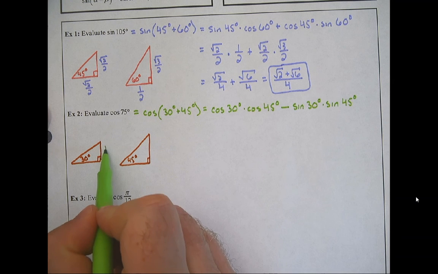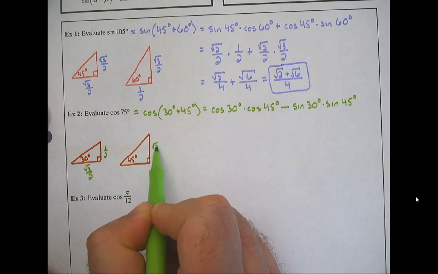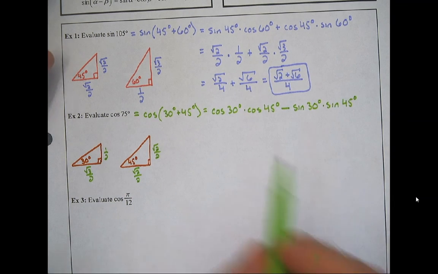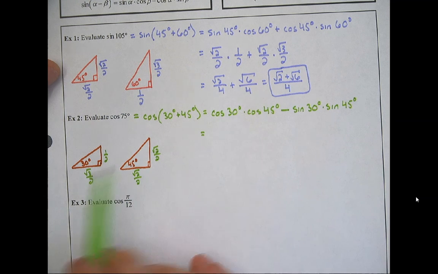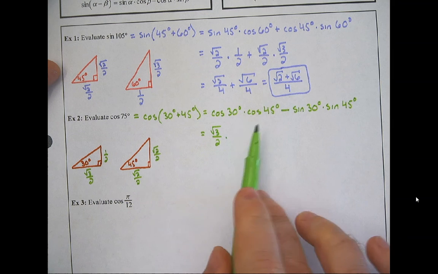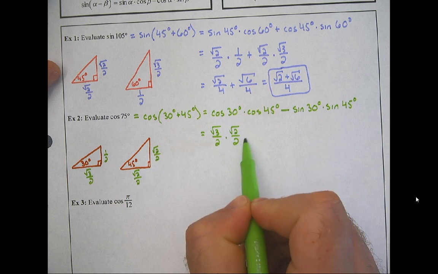30: opposite is 1/2, adjacent is square root 3 over 2. 45: that's mama bear for both of them right in the middle. So now we can start to plug in. Cosine of 30, go to the 30. Cosine is x, so that's square root 3 over 2. Cosine of 45, that's the 45, that's x, that's square root 2 over 2.